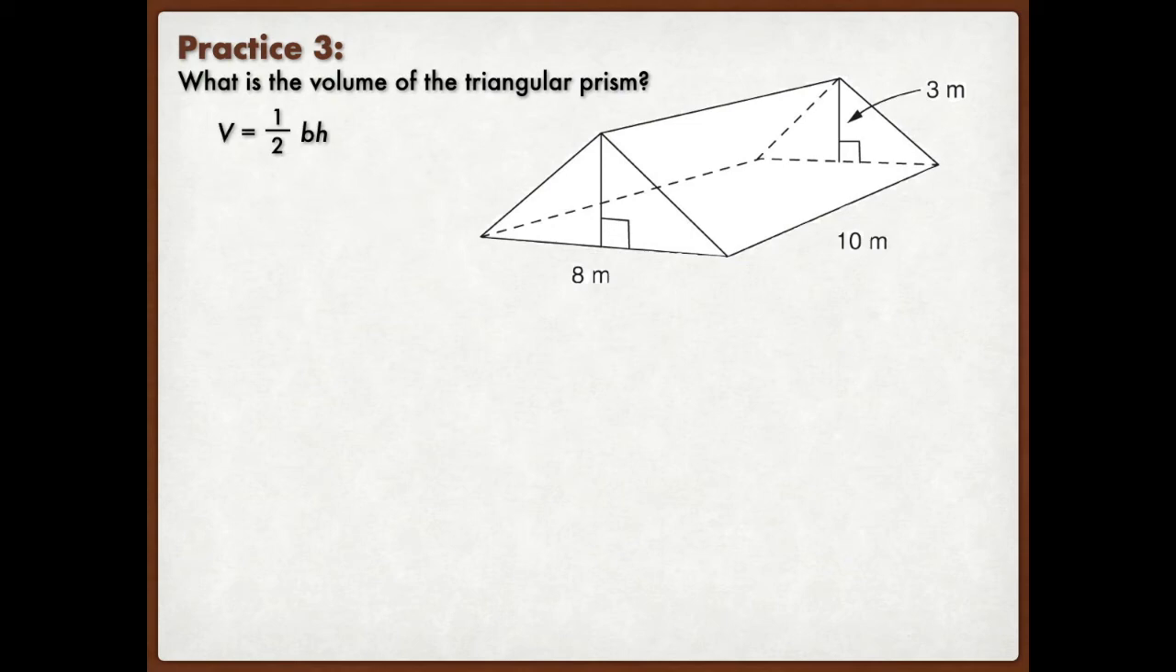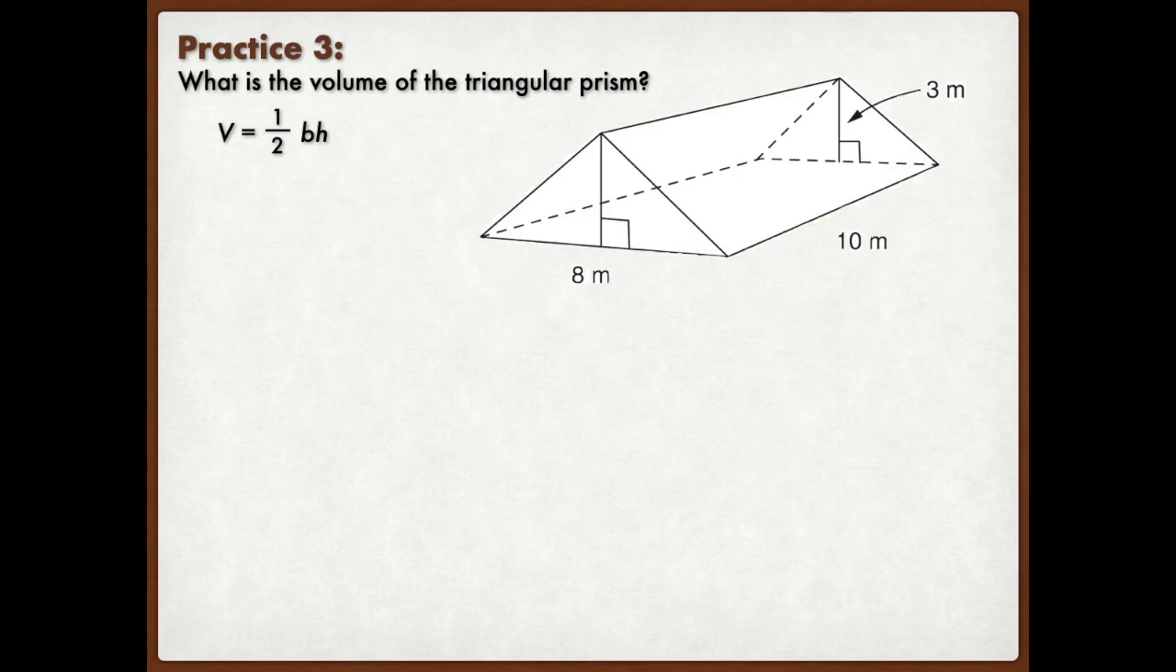Now let's focus on the volume of a triangular prism. The volume of a triangular prism is going to be half times the base times height, and we did talk about how to figure out the area of a triangle. We did focus on triangles. So this is pretty easy. We've done this before early in the chapter.